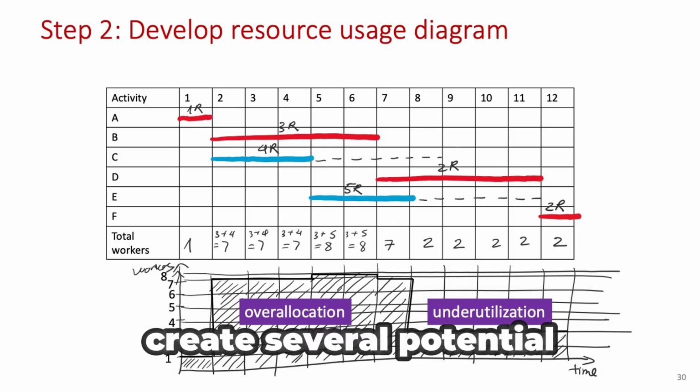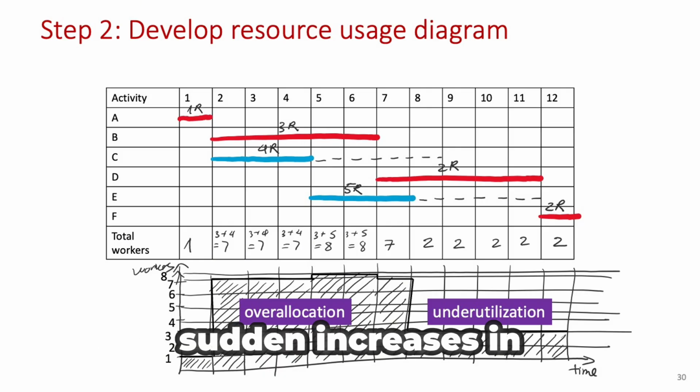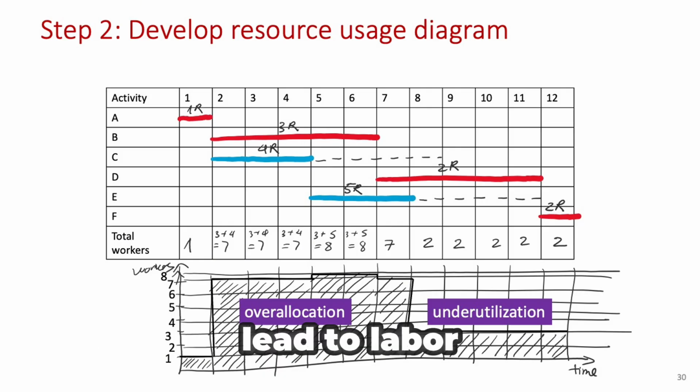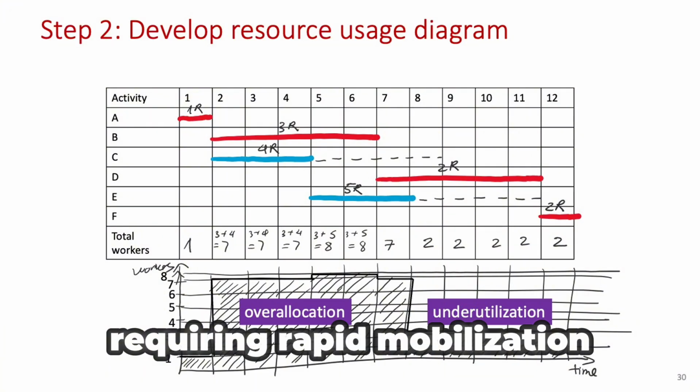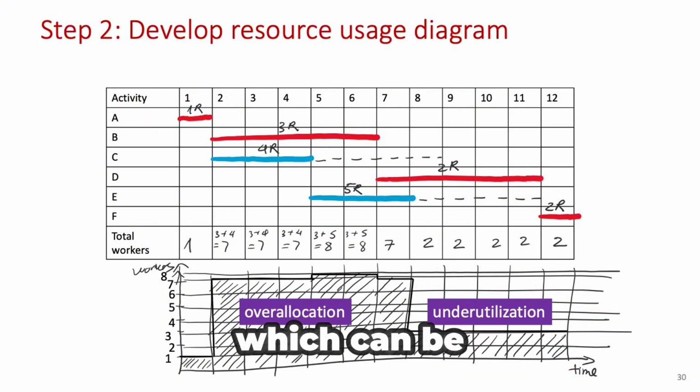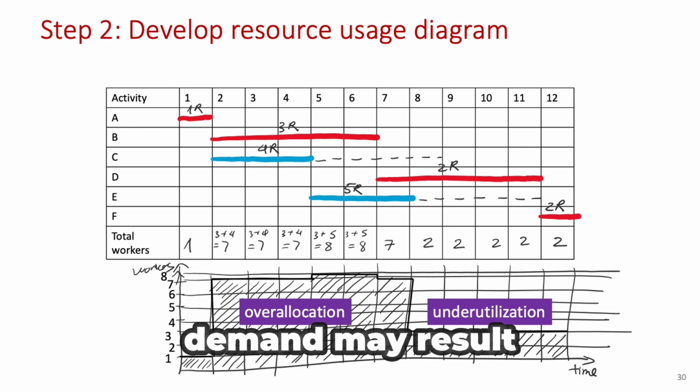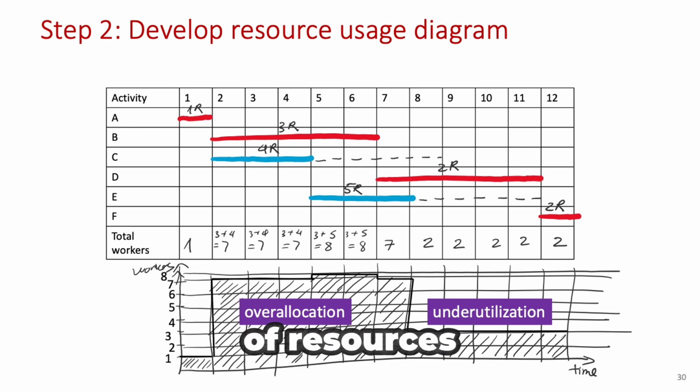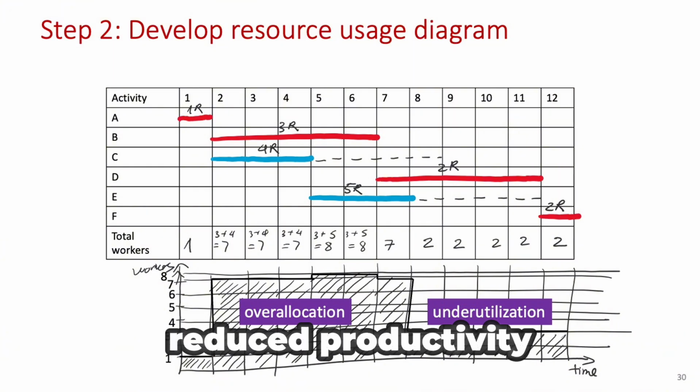This fluctuation can create several potential issues. Sudden increases in resource demand may lead to labor shortages, requiring rapid mobilization of additional workers, which can be costly and inefficient. On the other hand, periods of low demand may result in underutilization of resources, leading to idle time, waiting for new tasks, and ultimately reduced productivity.